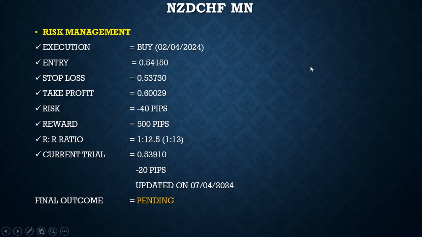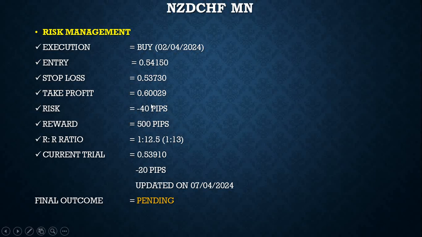So now let's move to risk management of this trade. I executed a buy position on the 2nd of April 2024. The entry was around 0.54150. My stop loss was around 0.53730. My take profit was around 0.60029. I'm only risking like 40 pips, okay? And the reward I'm expecting, if this trade plays out as I expected, I will gain around 500 pips.